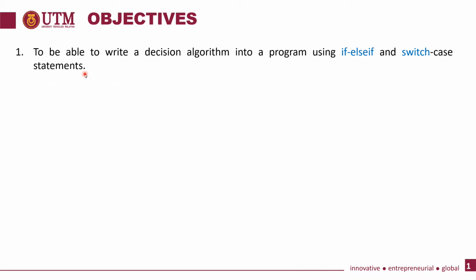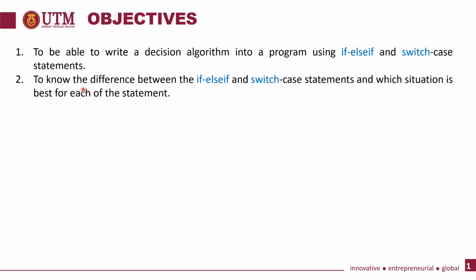So at the end of this chapter, you are expected to be able to write a decision algorithm by using if, else if, and also switch case statement. The second objective is to know the difference between the if, else if, and switch case statement, and which situation is the best for each of the statements. Towards this chapter, you will be presented with many examples of if, else, and switch case, so you can know what the differences are and which situation is suited for which problem.